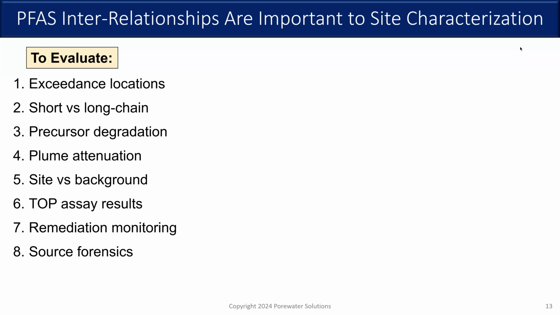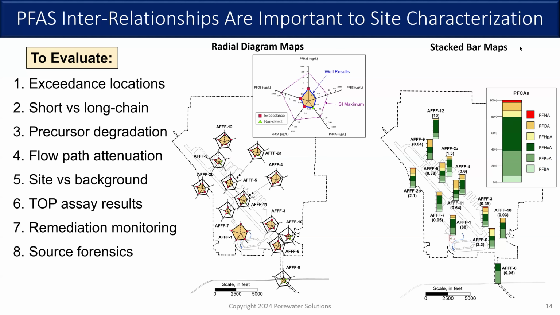Plume attenuation, site versus background, top assay results, remediation monitoring, source forensics. All of these different things we might have to do with site characterization. They all involve looking at multiple PFAS at the same time on the same map, ideally. So the good news is there are some methods available that make that pretty easy to do. There's radial diagram maps that we saw earlier as an example, and stack bar maps.